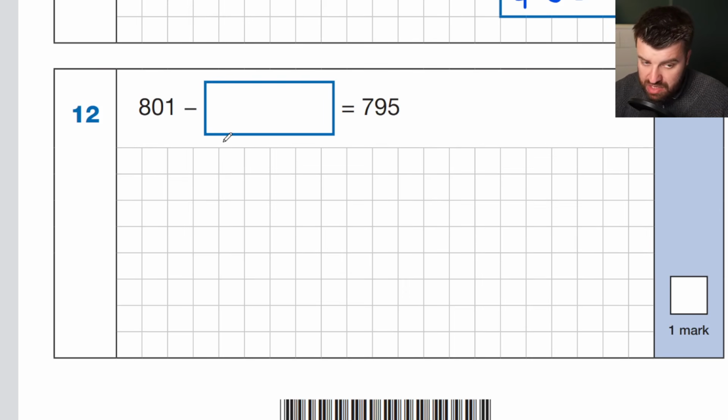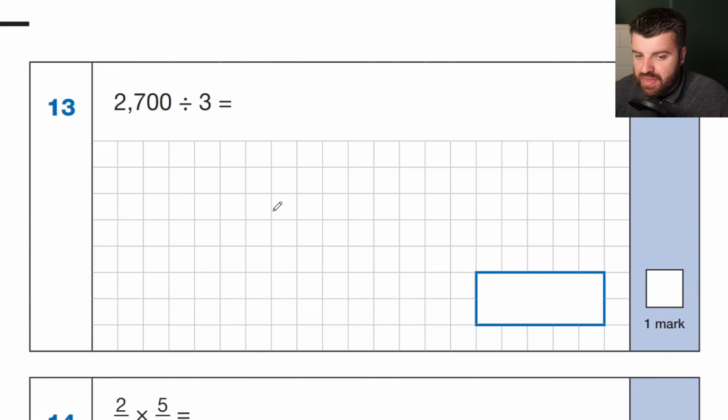Question 12, we're whizzing through. 801, subtract something equals 795. We're finding the difference here between 801 and 795. You could even count backwards for this. It's a jump of 1 to 800 and then another 5 backwards to 795. So we take off 6 for this answer here.